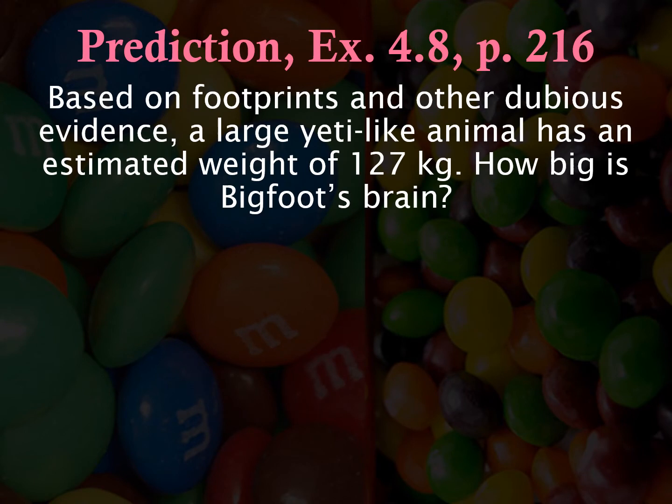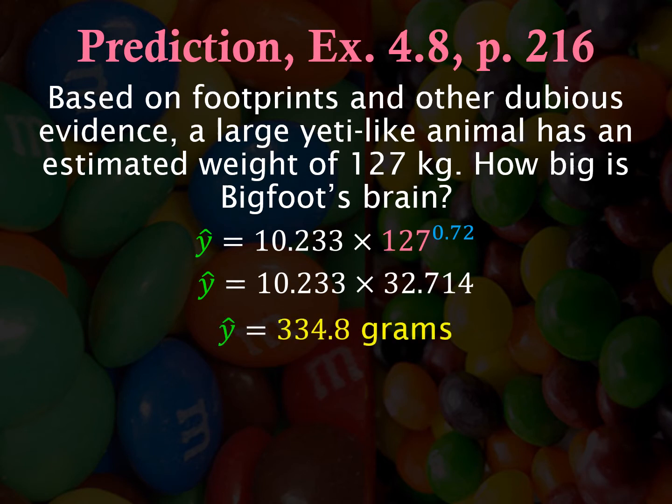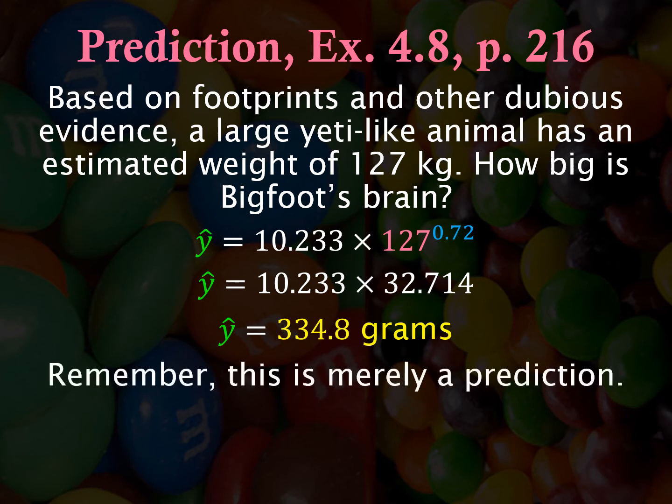So now we're going to try to use the equation to make a prediction. Let's suppose we have a large Yeti-like animal with an estimated weight of 127 kilograms. We're going to try to estimate the size of Bigfoot's brain. So this is 10.233 times 127, which was the x value, the weight, to the 0.72 power. Put that all in, and you get about a 334.8 gram brain for Bigfoot. So again, this is a prediction.